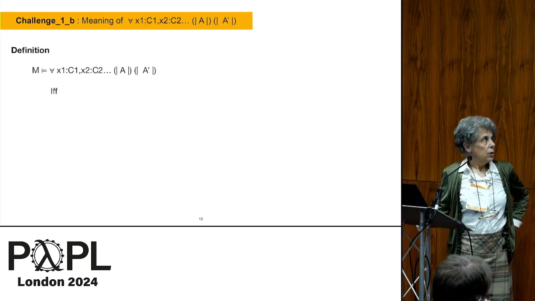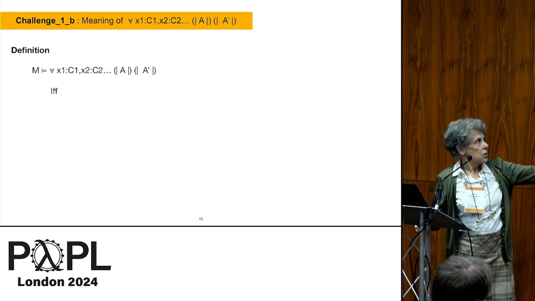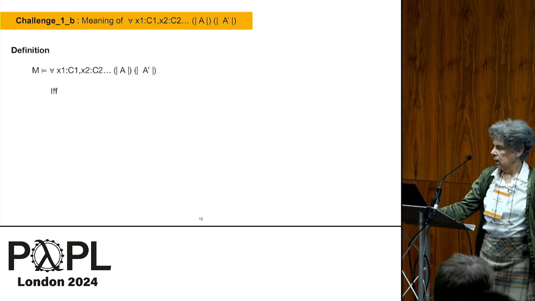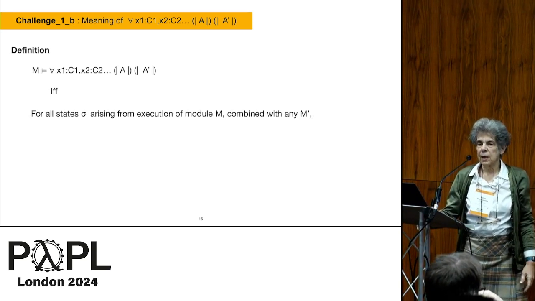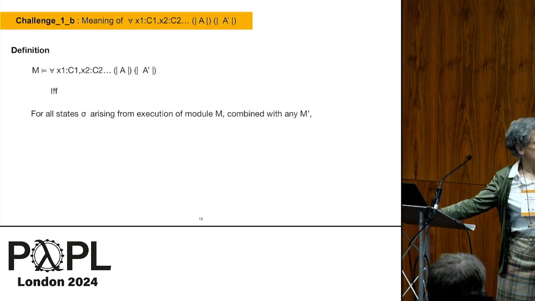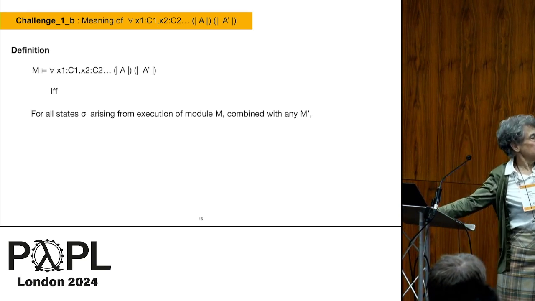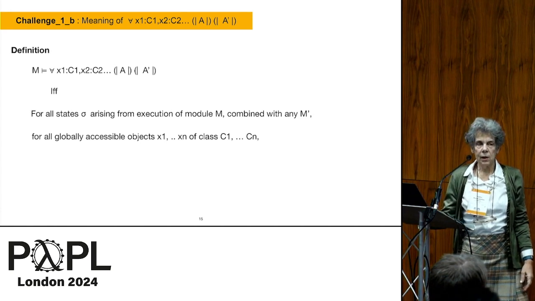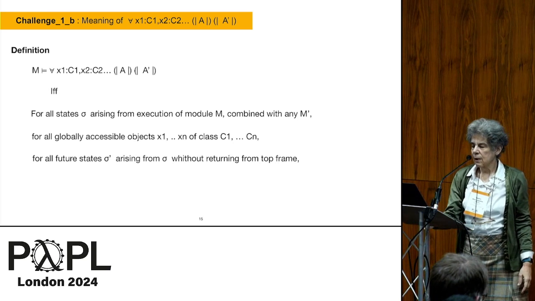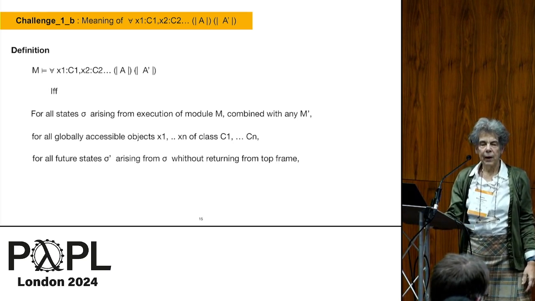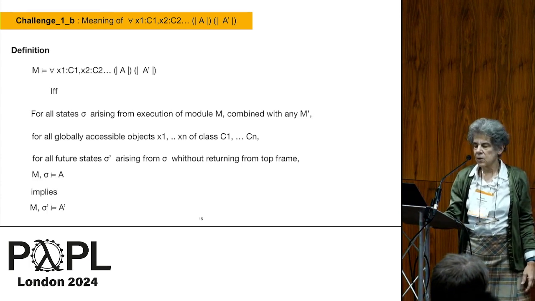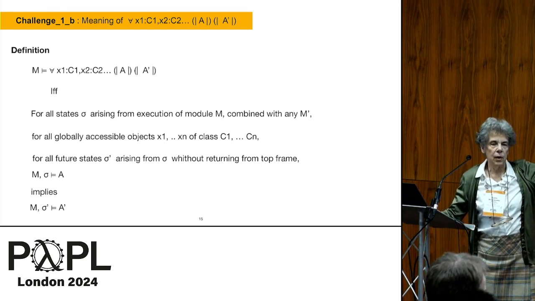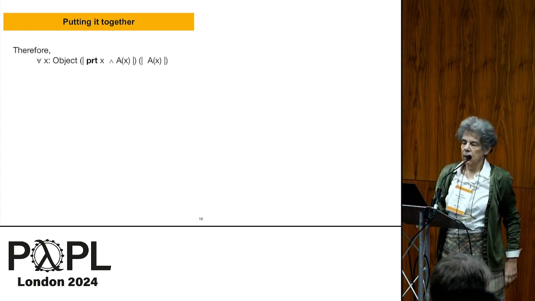The other question is, what is the meaning of these two-state specifications? So a module satisfies this specification if, first of all, we need to consider what states are relevant. So we look at the states that arise from execution of this particular module M combined with any module M prime, and then all globally accessible objects that are of this particular class, and all future states sigma prime that arise from execution from the current state sigma. If sigma satisfies the assertion A, then sigma prime satisfies the assertion A prime.